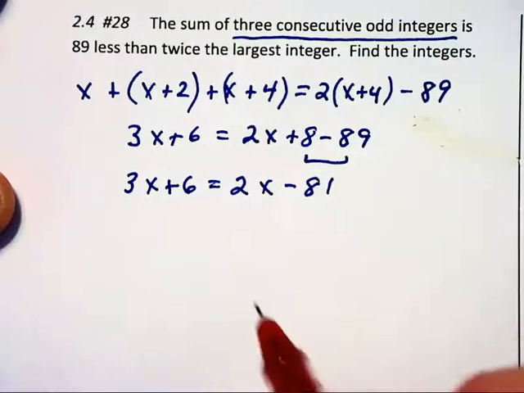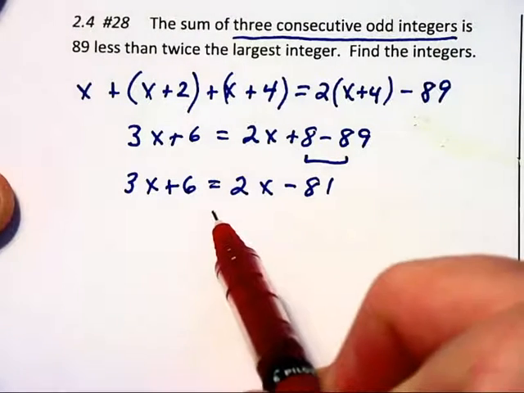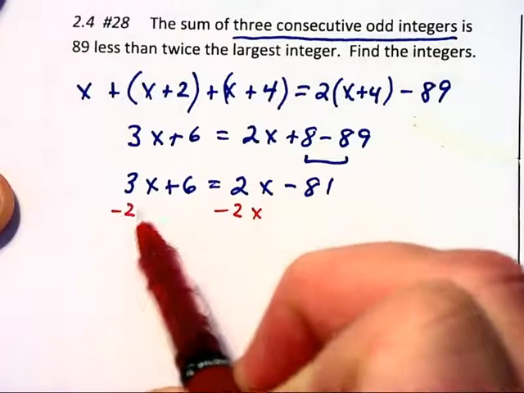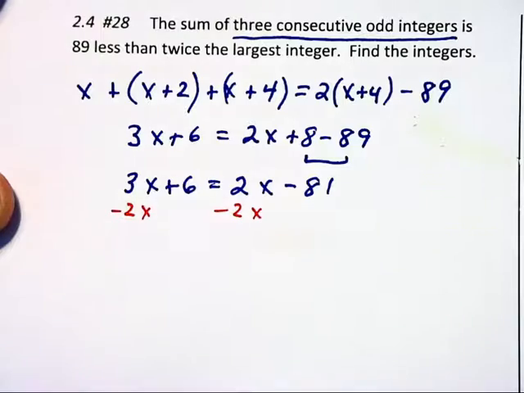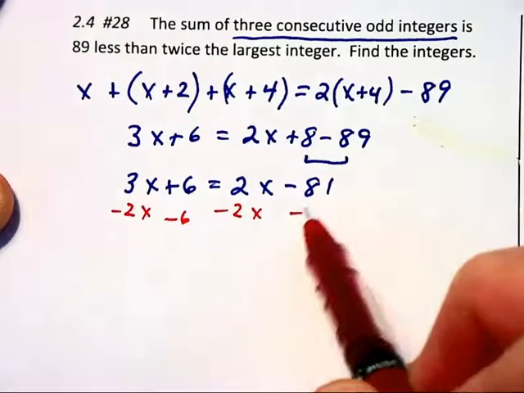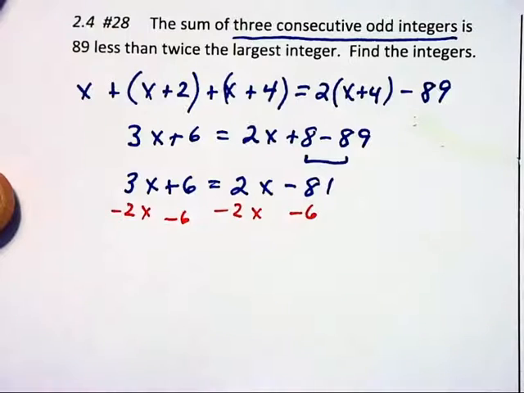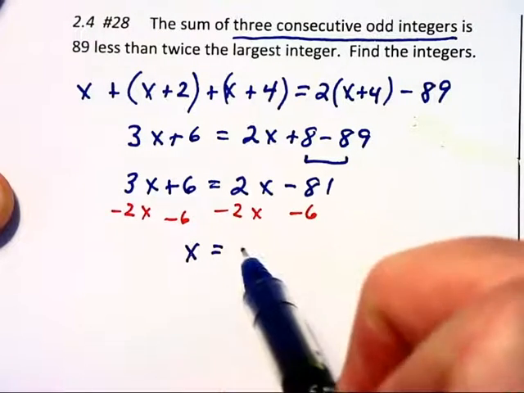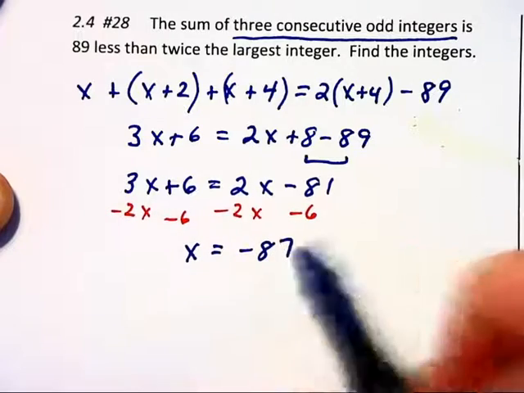At which point we want to get all the x's to one side. I'm going to begin by subtracting 2x on each side. That'll give us x on the left, and at the same time I'm going to subtract 6 off of each side so that we can be right to our answer here. We're going to have x is equal to negative 87.